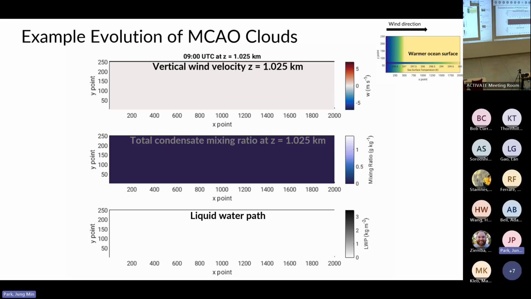So on the first panel, which is the vertical velocity at 1 kilometer, the red shading indicates the upward motion and the blue shading indicates the downward motion. I'm not sure how well you could see from there, but I hope you could see the juxtaposition of the red and blue shadings, which means the juxtaposition of the upward and downward motions repeatedly in the y direction.